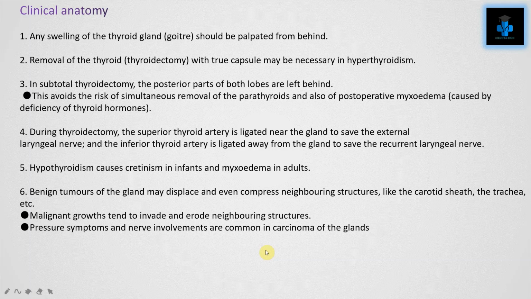Number 6. Benign tumors of the gland may displace and even compress neighboring structures like the carotid sheath, the trachea, etc. Malignant growths tend to invade and erode neighboring structures as well. Pressure symptoms and nerve involvements are common in carcinoma of the glands.